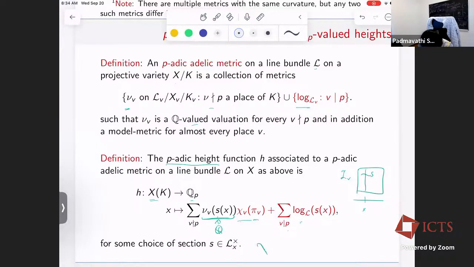This comes from the fact that the adelic class character vanishes on K cross. So choosing a different section, another section differs from the original one by scaling by a p-adic constant. And if this is normalized the right way, when you change the section, the constants all add up to 0 because the adelic class character vanishes on K cross. So that's how you build a p-adic height from a p-adic adelic metric.